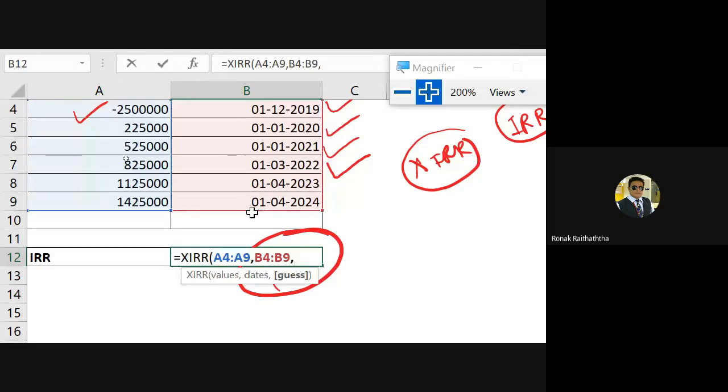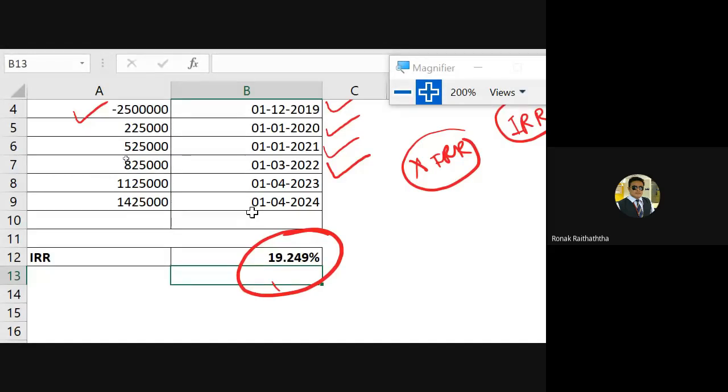Now guess is the optional one, you know. Guess की कोई जरूरत ही नहीं, already there in a big bracket. That means it's an optional one. You may guess it like 11, 12, 13. Even if you just put it as blank, then also Excel will give you the answer. So let me put 11% over there, closing the bracket, pressing enter. So what is the IRR you have got here? 19.25%.